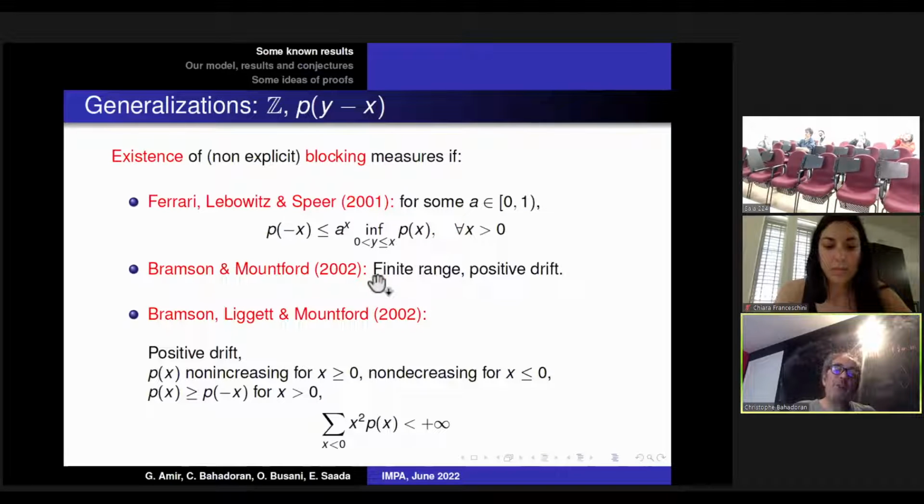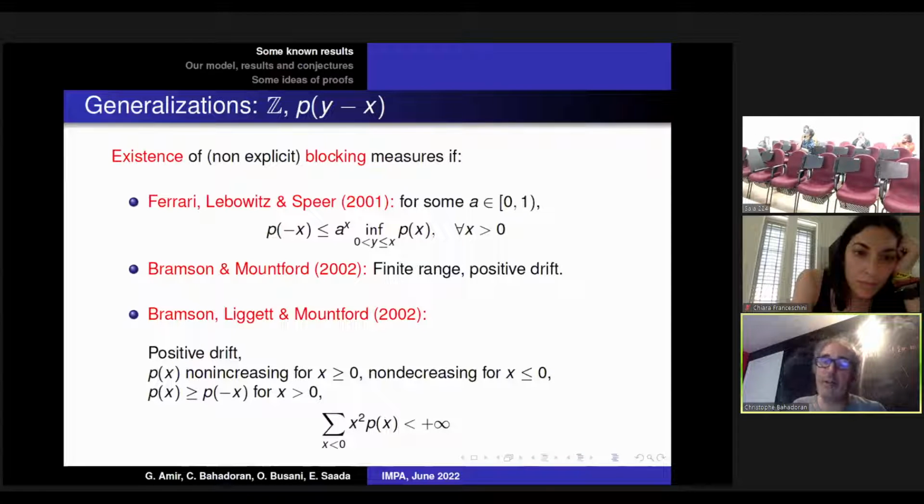Bramson and Mountford gave a very general result, just assuming positive drift but finite range. And then Bramson, Liggett, and Mountford proved the existence of a blocking measure, not necessarily assuming finite range, but you do need a certain set of assumptions, and one of these assumptions is a weakening of this one. And all these results tell about existence of blocking measures which are not at all explicit. So these are abstract results.